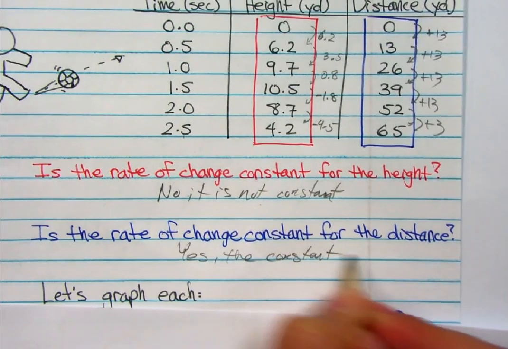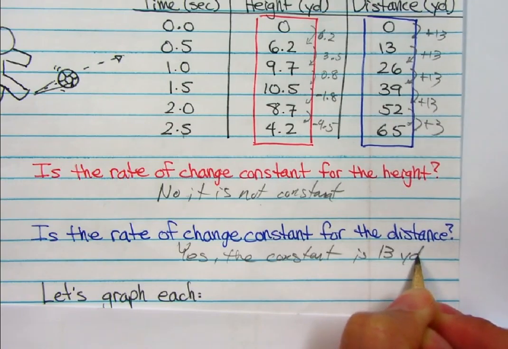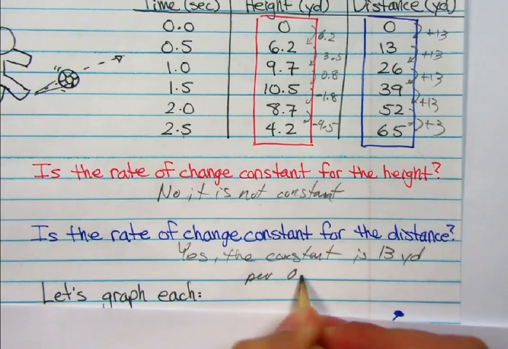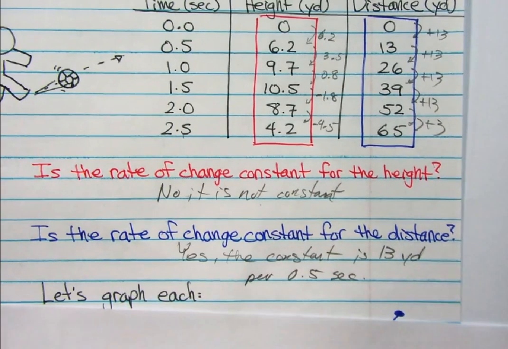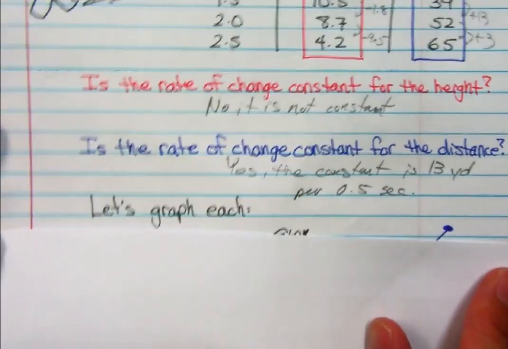The constant is 13 yards per half second. Every half second it goes 13 yards. So let's go to the next part. Let's go ahead and graph each situation.